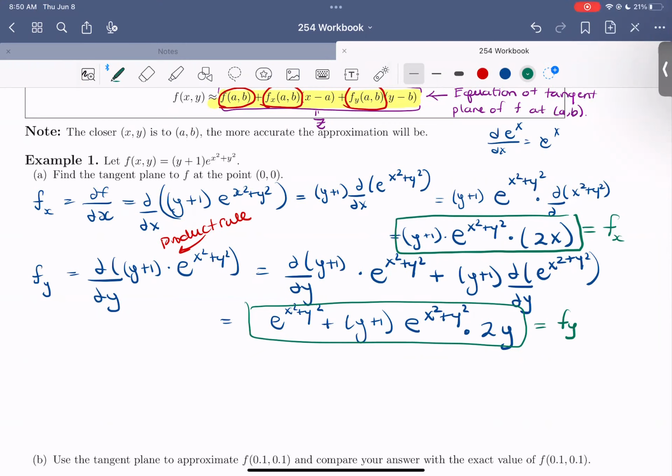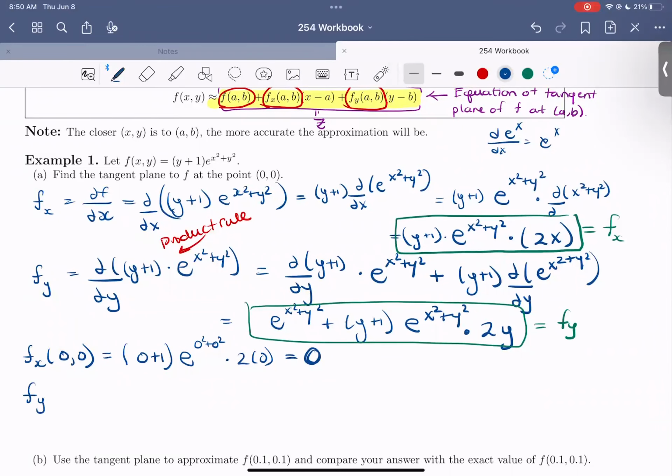Okay, cool. So we have those partials, so we're getting close. So what we want to do now is compute the partials with respect to x and y, but at the point 0, 0. So first we're going to use our f sub x of x, y and just plug in 0 for x and 0 for y. So that looks like 0 plus 1 times e to the 0 squared plus 0 squared times 2 times 0. Well, that all falls out to be 0.